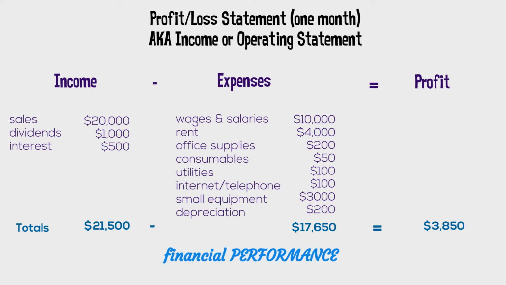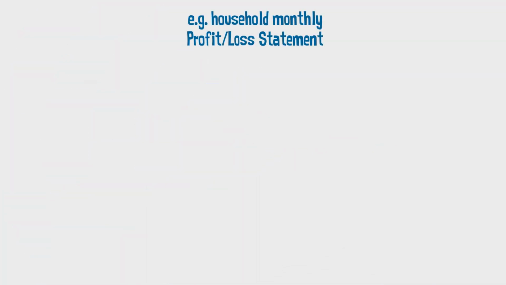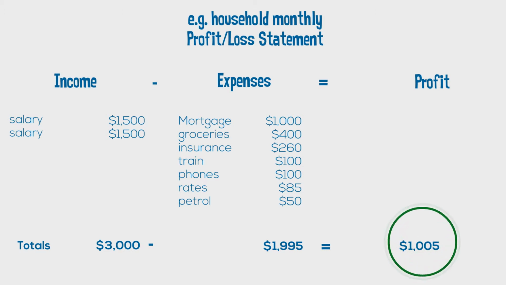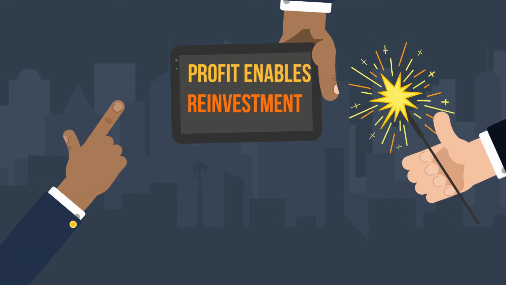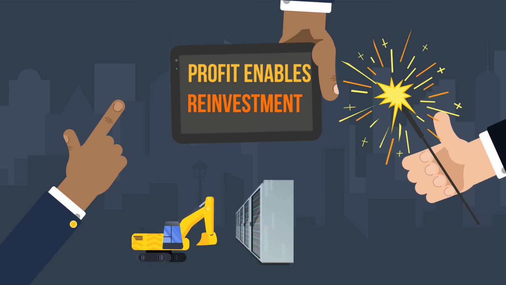Here's a simple example of what an organisation's profit or loss statement might look like. Similarly, each pay period you could run a profit and loss statement. It might look something like this. The best outcome is having some money left at the end of a pay period for investing in yourself with things like holidays, buying a house, saving for retirement, etc. For a business, the best outcome is having money left over to reinvest back into the organisation for new equipment, etc.